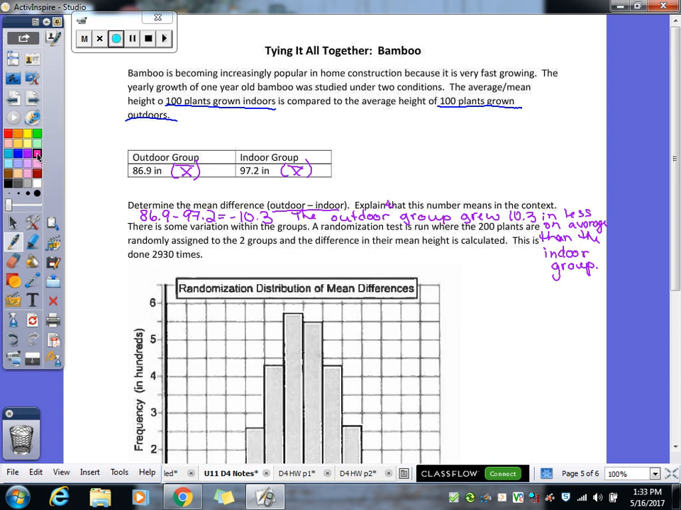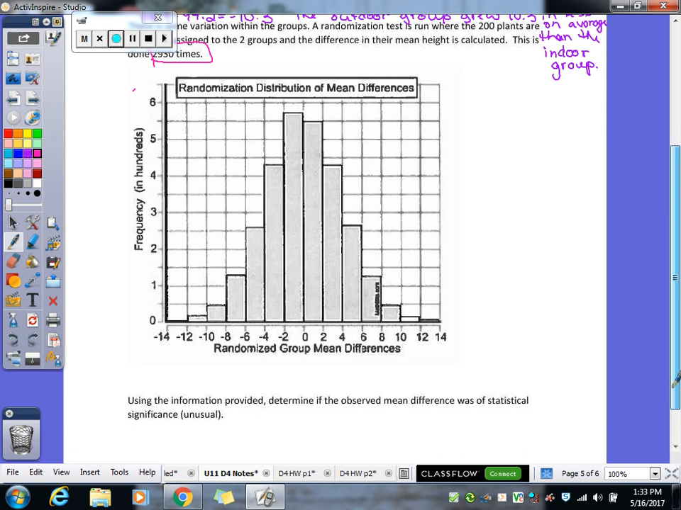So after I calculated that number, again, trying to figure out if that is a significant number or not, I kept taking all of the trees, breaking them up into two groups. I had some indoor, outdoor trees in both groups. And I ran 2,930 simulations. So I did that 2,930 times, and it created our distribution there. So using the information provided, determine if the observed mean difference was of statistical significance. So our negative 10.3 would fall approximately in there.